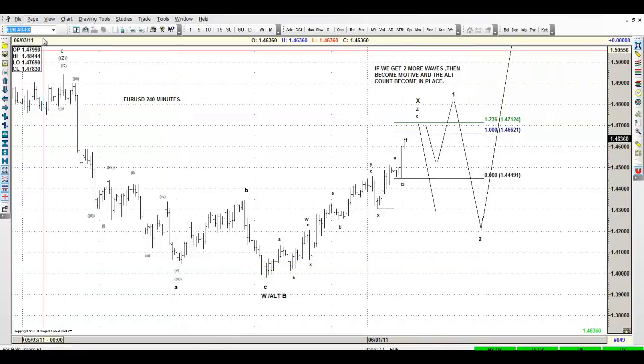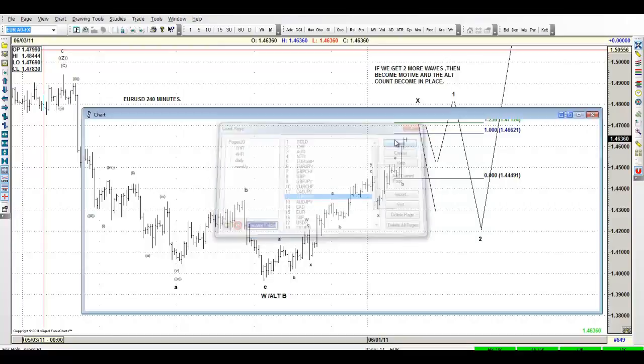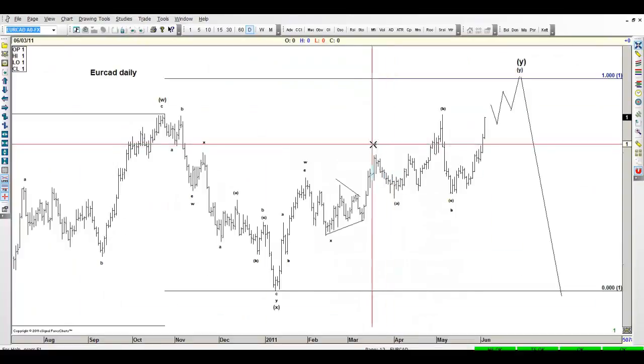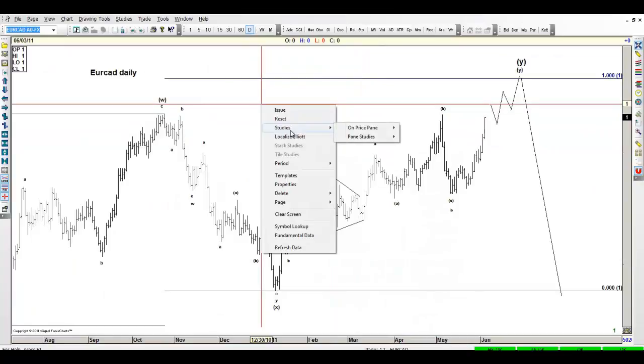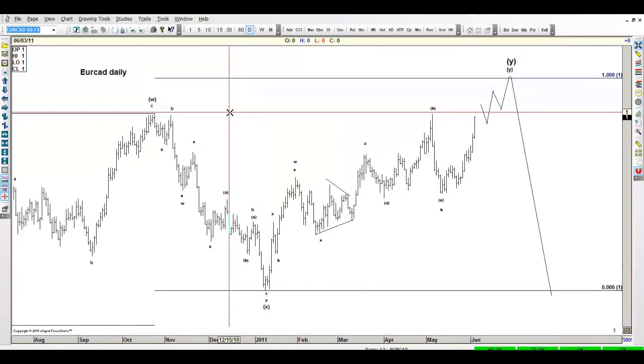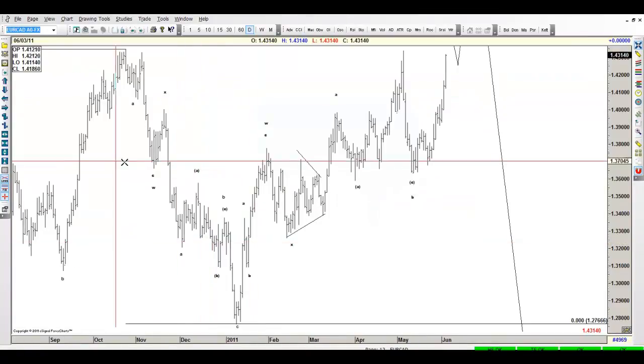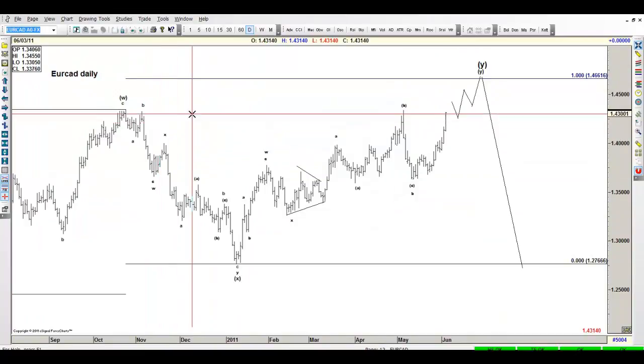Now, let's put up a very interesting chart right here, which is the daily on the EuroCAD. The EuroCAD is a pair that we have been trying to forecast, to take at the direction of the euro.